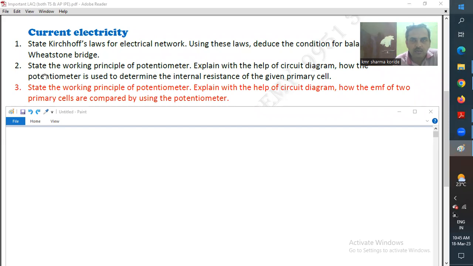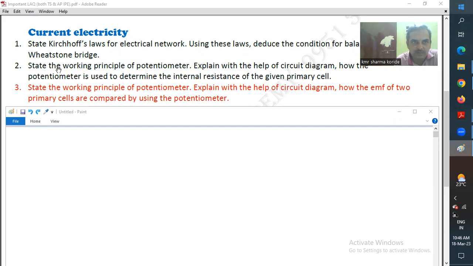Look at both question number 2 and 3. State the working principle of a potentiometer. The first part of the question is the same. State the working principle of potentiometer. So you divide these two questions as 3. You concentrate on the first part of the question first. Then thereafter, separately, I'll explain the answers for the other part of both questions.